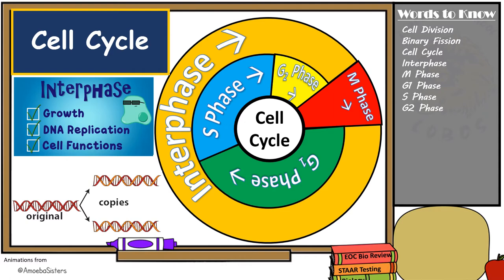But what does this mean actually? Well, it's actually the shortest phase, and it basically just prepares the nucleus for whenever it is going to divide, and makes additional organelles and cytoplasm so that the cell has enough to divide in two.